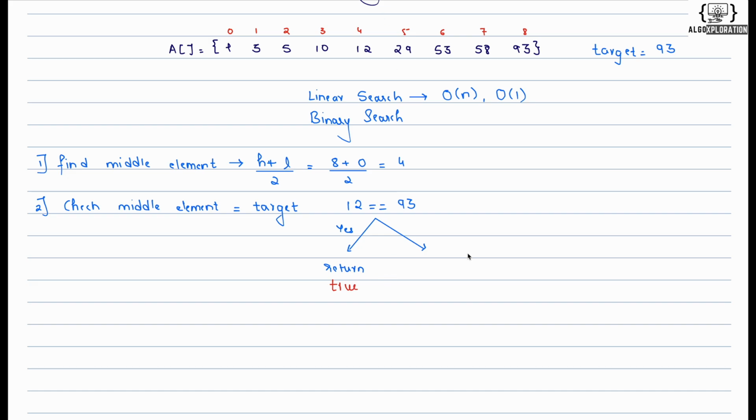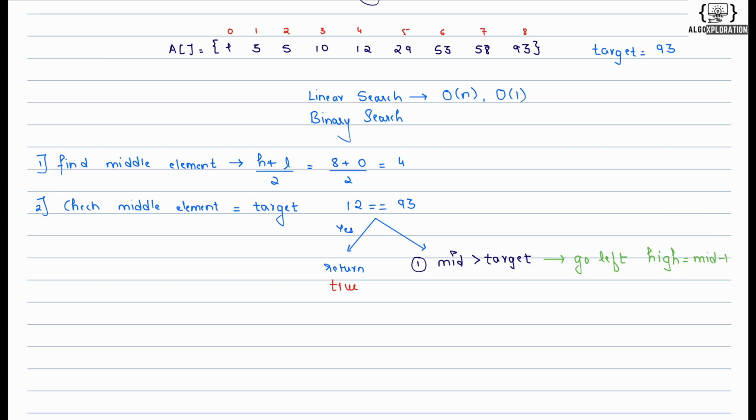And if the middle element is not equal to the target, then there are two cases. First, check if the middle element is greater than the target. If it is, then we know the element we want to find is present on the left hand side of that search space. So go left. And how can we go left? Simply do high equals mid minus 1.